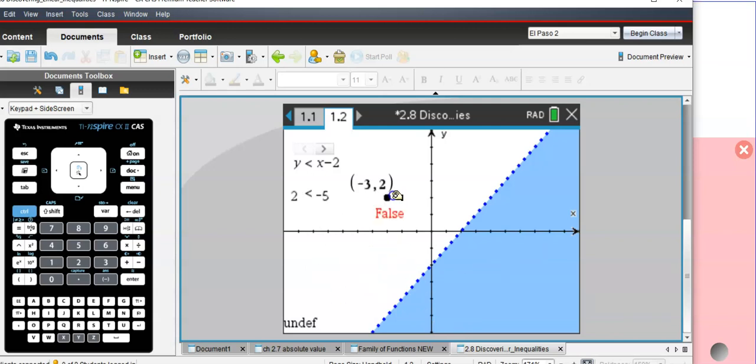Now you notice on this side of the graph, if you plug in those values like 1 and 4, so if y is 4 and x is 1, 1 minus 2 is -1. 4 is not smaller than -1. That's false. So that definitely is not part of the solution.